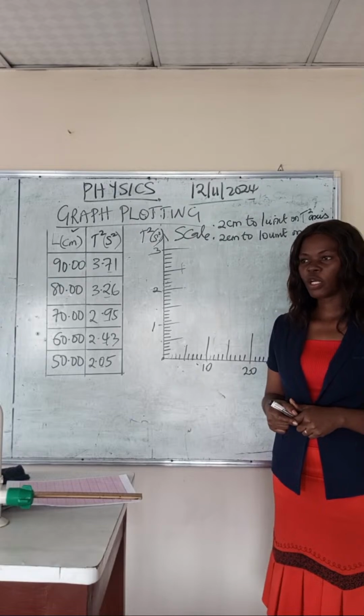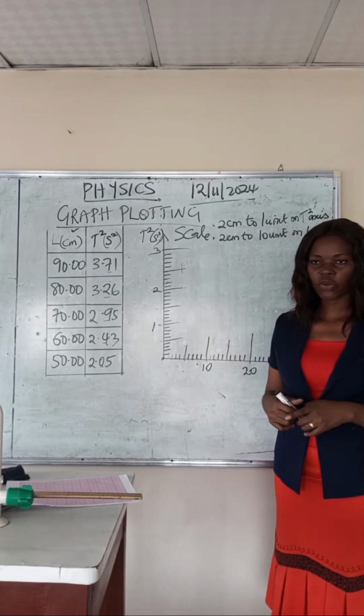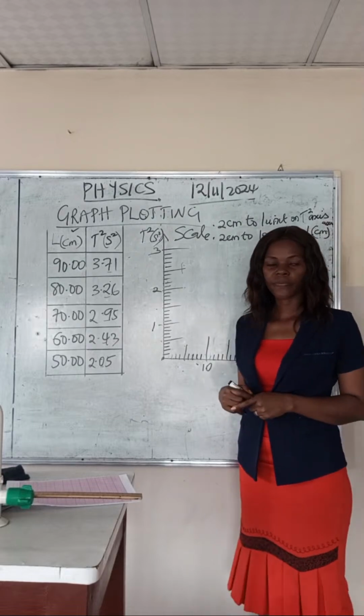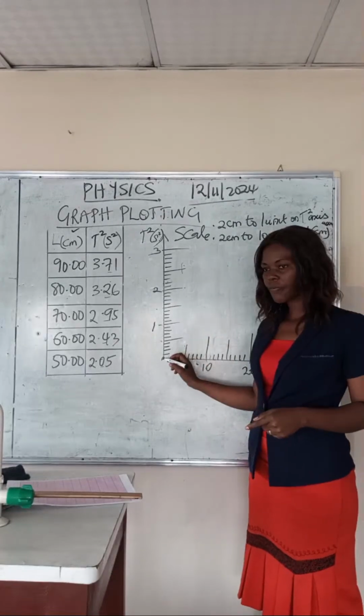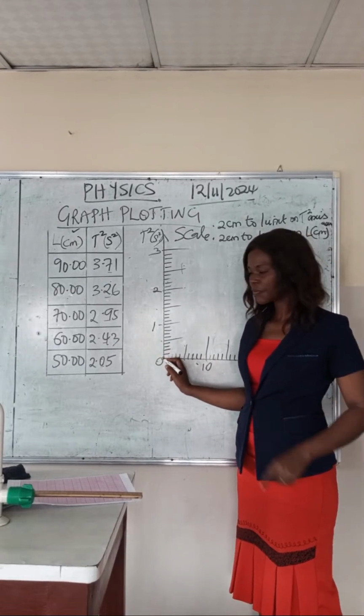Now let me teach you how to do it. I'm only going to teach you one, so you can do the rest. Okay? Now look up. This is your zero, right? This is the point of origin.